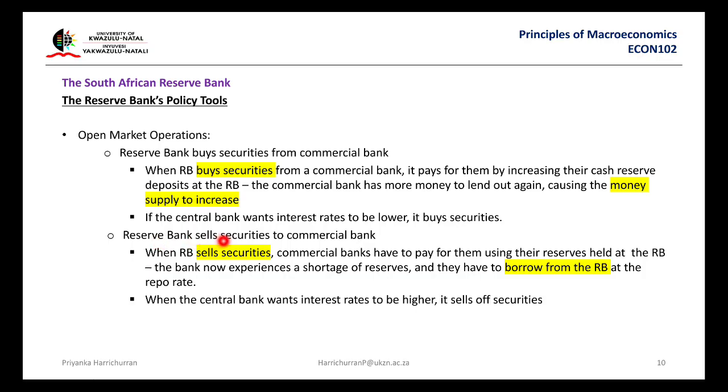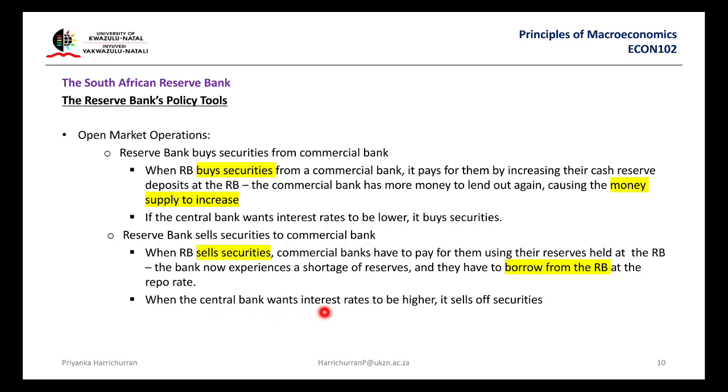But if the Reserve Bank sells securities to a commercial bank, that means the commercial bank buys it from the Reserve Bank. So all the money from the commercial bank goes to the Reserve Bank. So now there's less money in our economy, right? Yes, basically it will decrease the supply of money, right? Obviously the reserves will also be reduced, right?